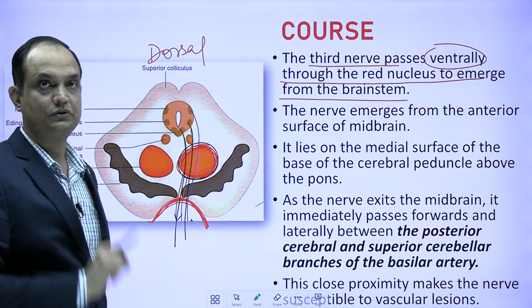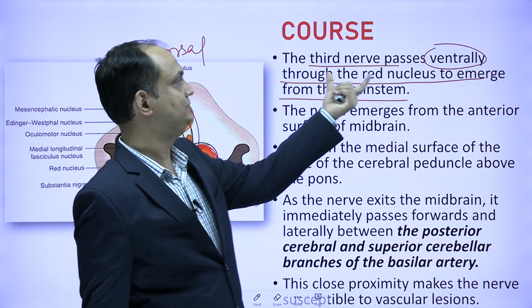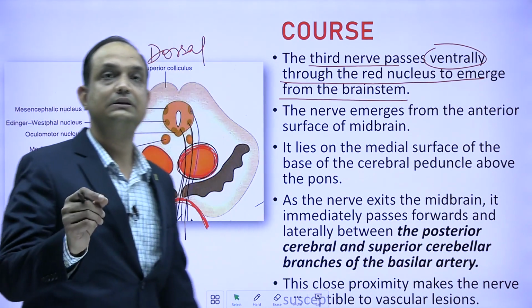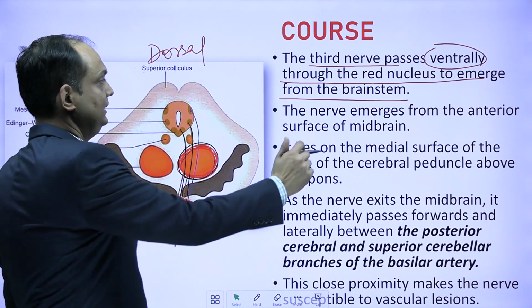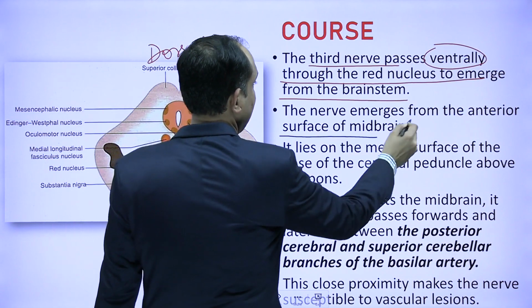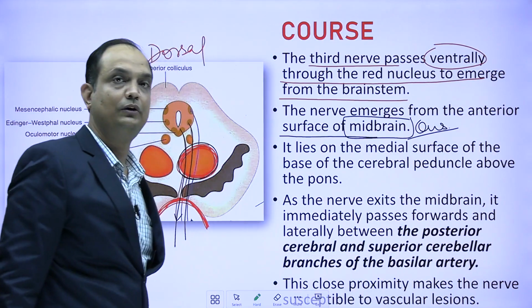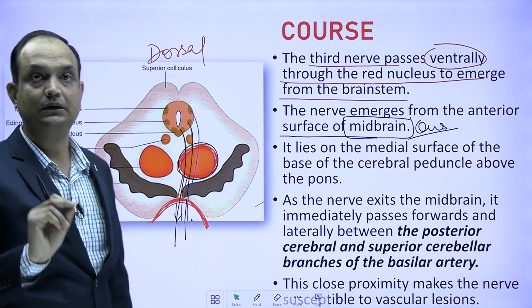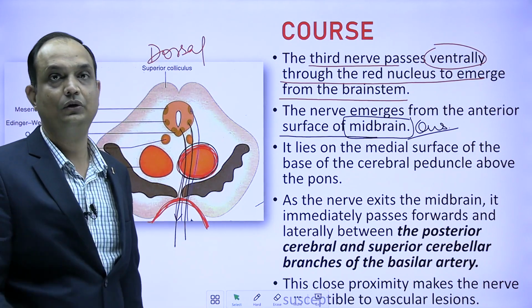So, this is the first question for your exam: which nerve fibers pass through the red nucleus? The answer is fibers of the oculomotor nerve. The nerve emerges from the anterior surface of the midbrain. This is the second question: which cranial nerves come out from the midbrain? The answer is the third and fourth cranial nerves, but the third is in the upper part, the fourth in the lower part.